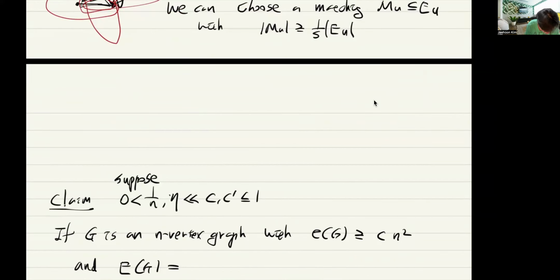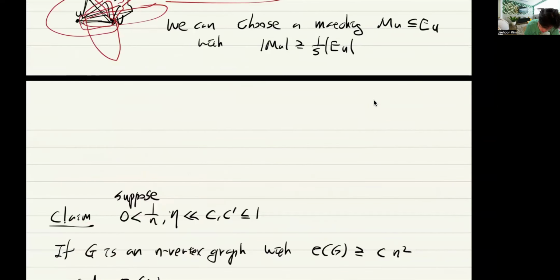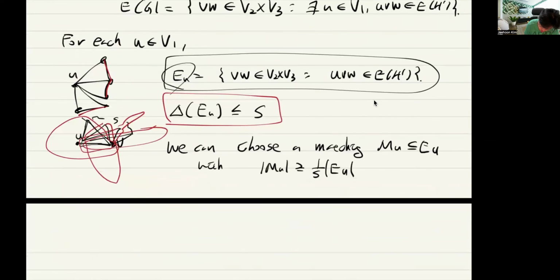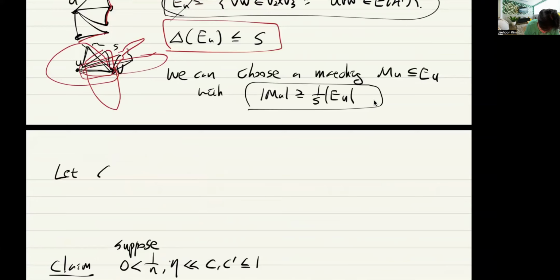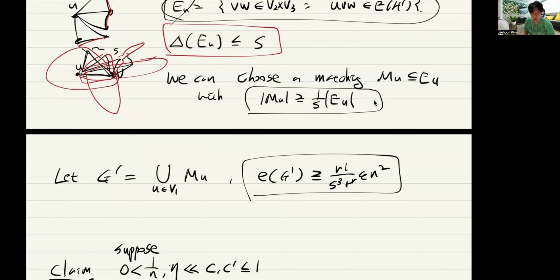Okay, then now let's say your new graph G. Now you take the union of them. So let G prime be the union of this M sub U, where U is in P1. Then this graph still has, you can see that, like this number of edges.